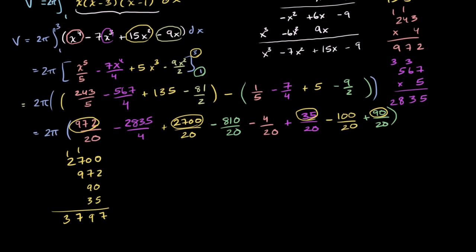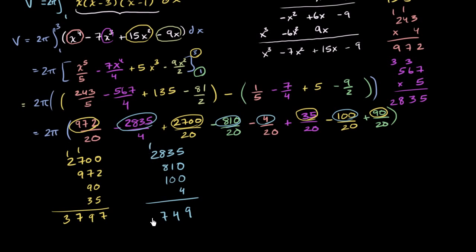And then all the negative numerators. Let's see, I'm going to add them together. So 2835, 810, 100, and 4. This is how much negative I have to subtract from that. 5 plus 4 is 9. 3 plus 1 is 4. 8 plus 8 plus 1 is 17. And then you have a 3. So we're going to subtract 3749 from 3797.